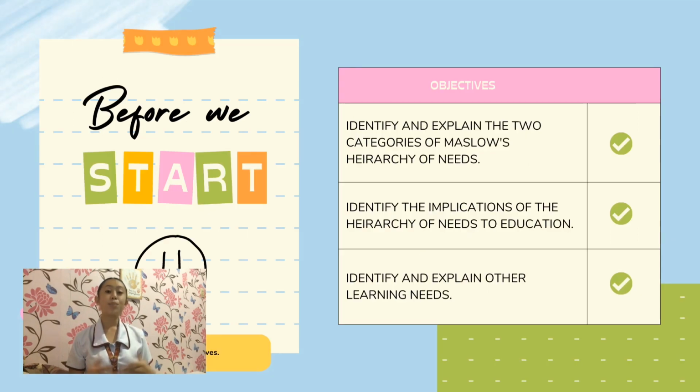We will be discussing learning needs based on Maslow's hierarchy of needs. But before diving into our discussion, I would like to present to you our objectives for this lesson. First is to identify and explain the two categories of Maslow's hierarchy of needs. Second is to identify the implications of the hierarchy of needs to education. And lastly, to identify and explain other learning needs.